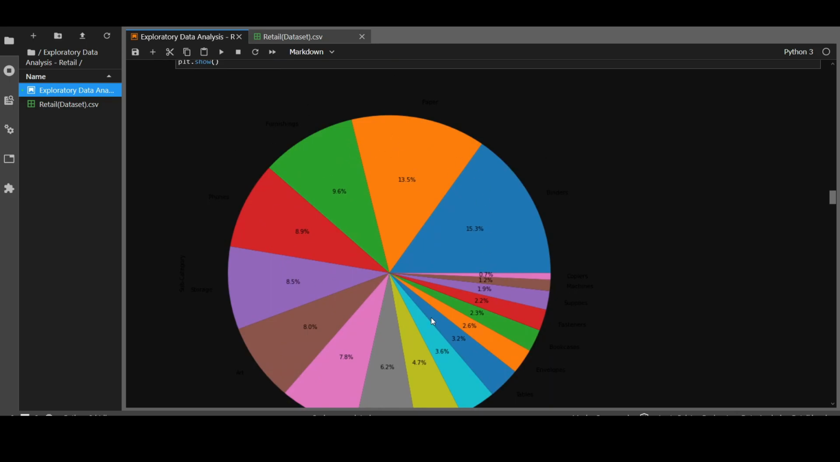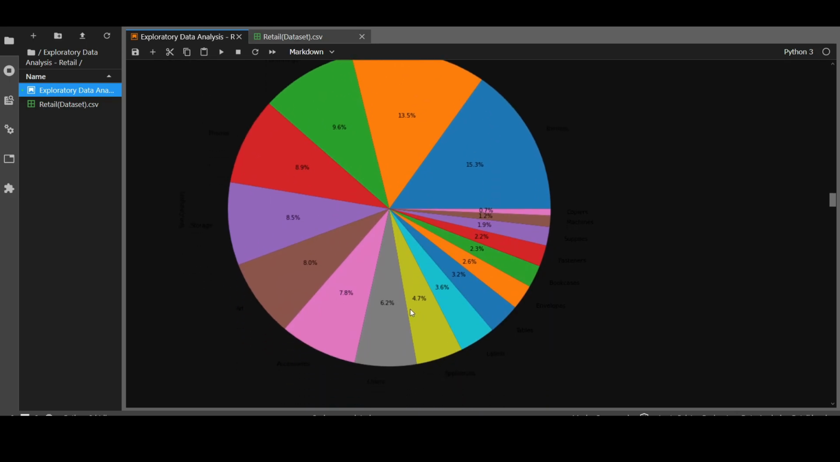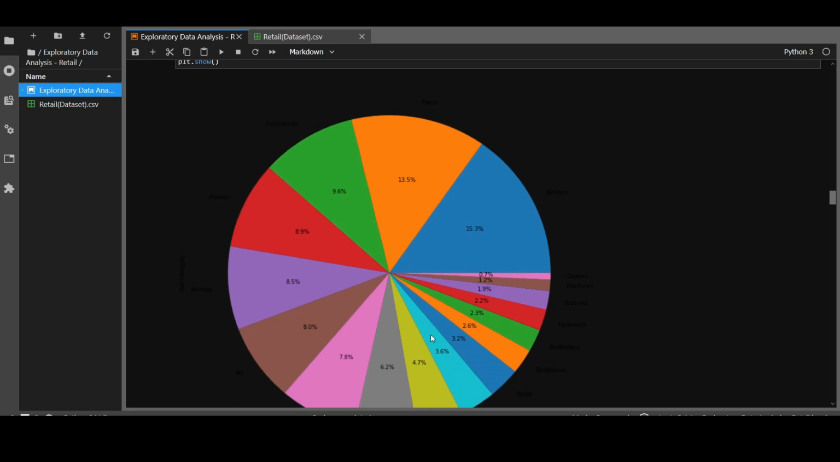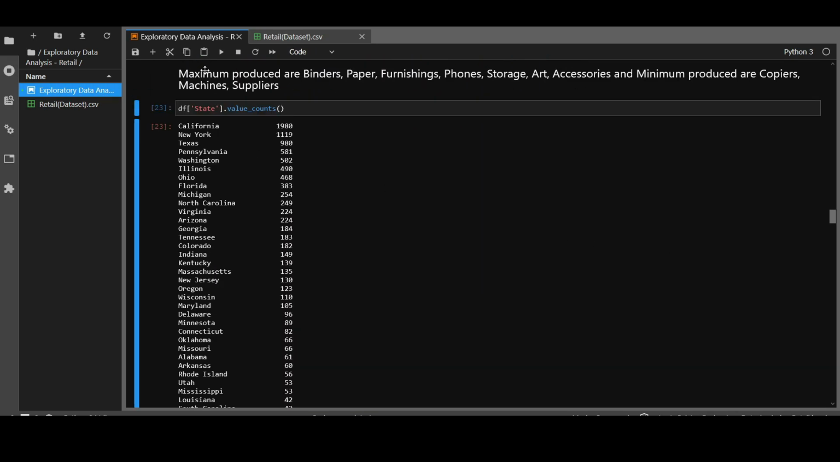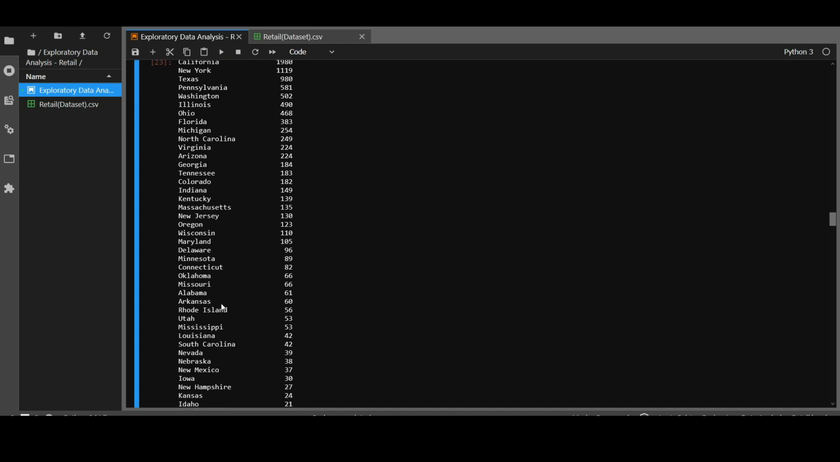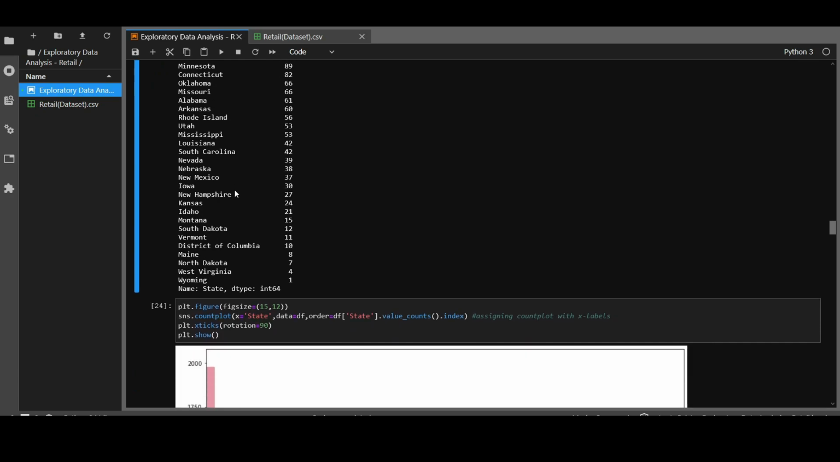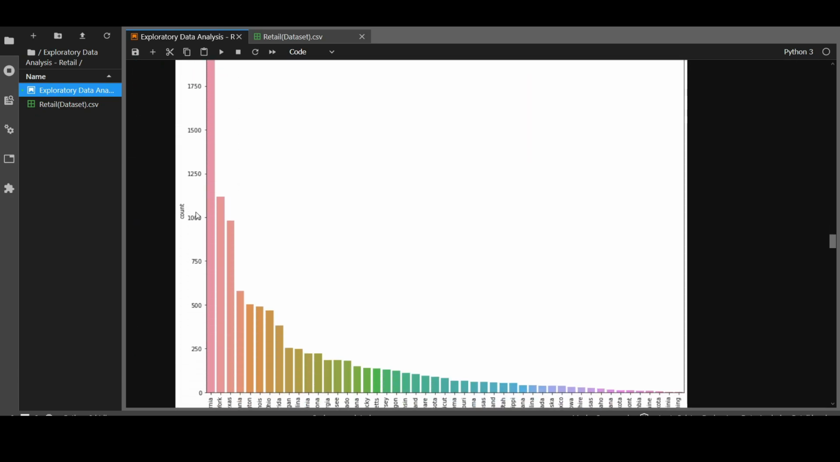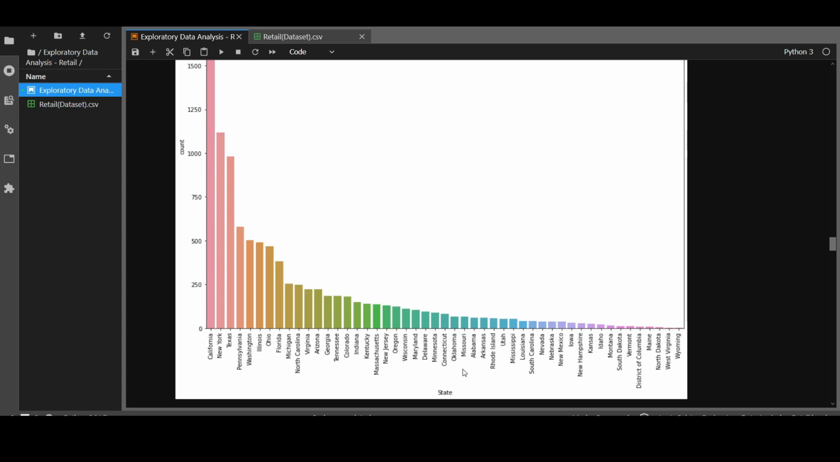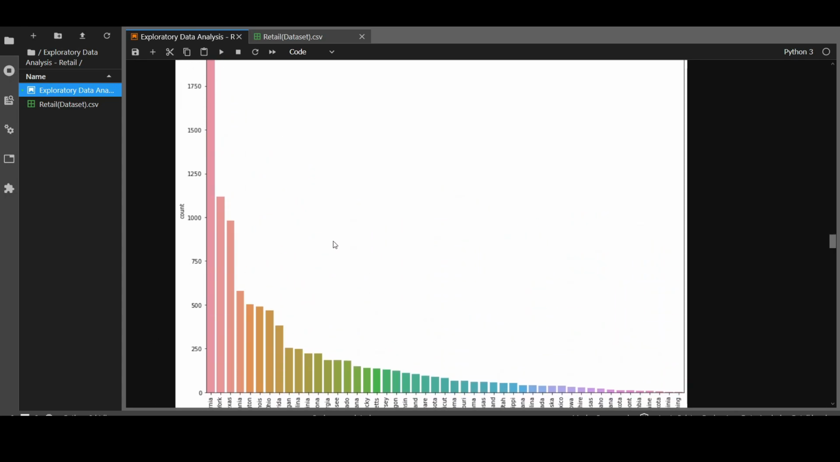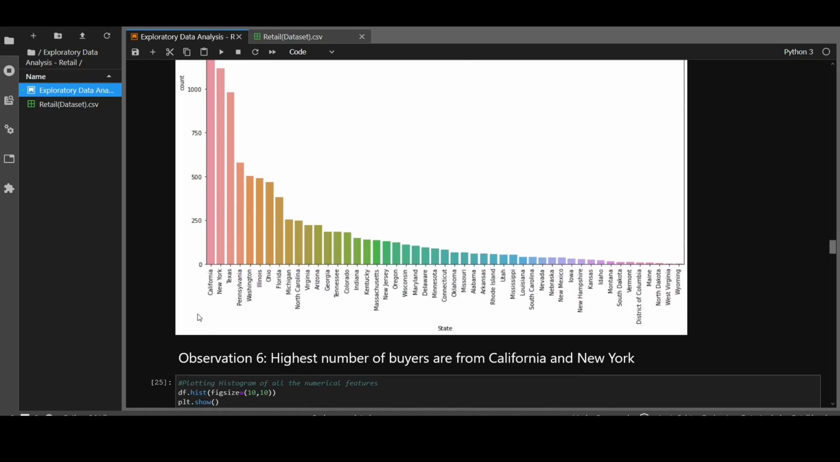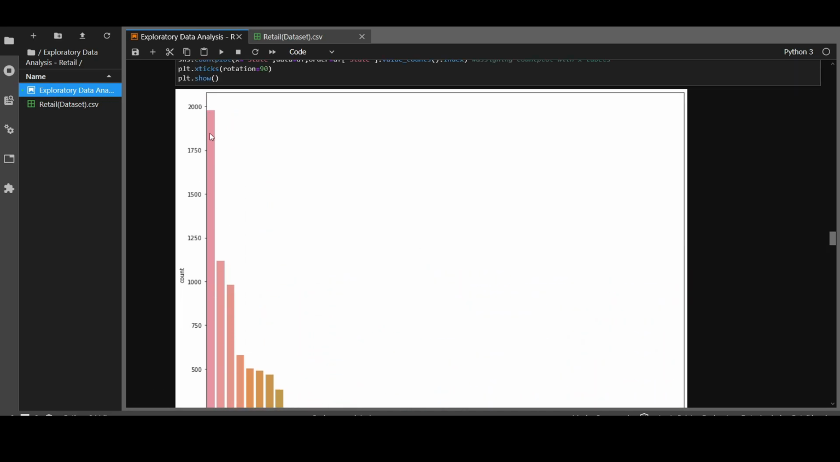So I plotted a pie chart. Again, here's the state, and these are the values of the state. There are this many states, and again I have plotted a graph. This is the count, and this is the state. The highest number of buyers are from California and New York. You can see from here.